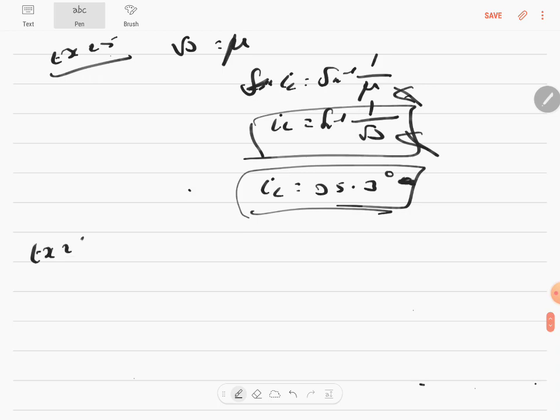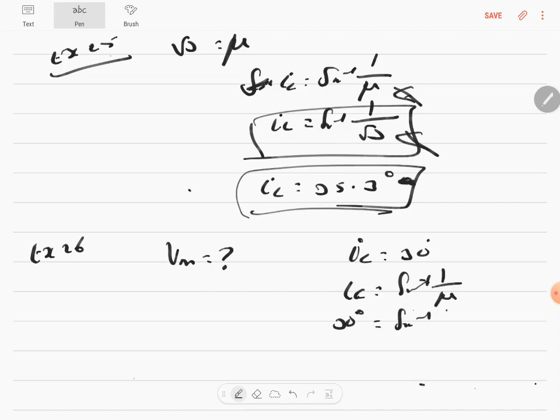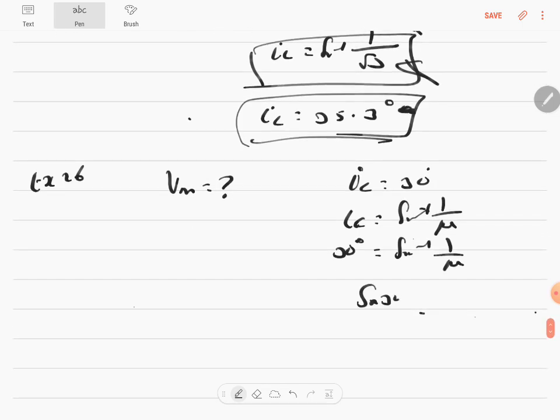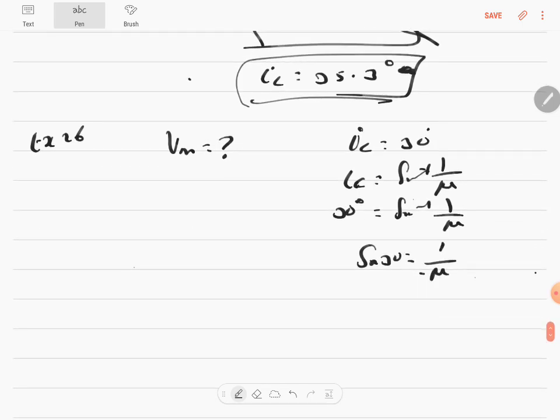So example 26. The speed of light in a medium is to be calculated. The critical angle has been given. IC is 30 degree. And you all know IC is equal to sine inverse of 1 by mu. So IC itself, 30 degree, is equal to sine inverse of 1 by mu. Therefore, sine 30 itself is 1 by mu. And sine 30 is nothing but 1 by 2. So mu is equal to 2.